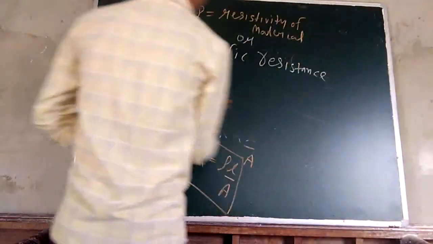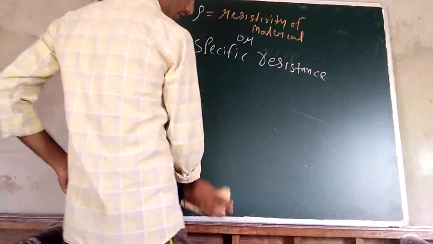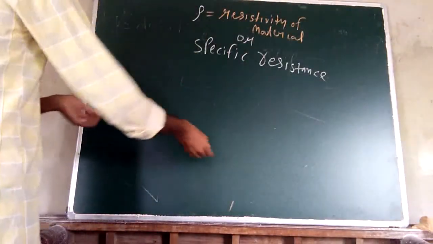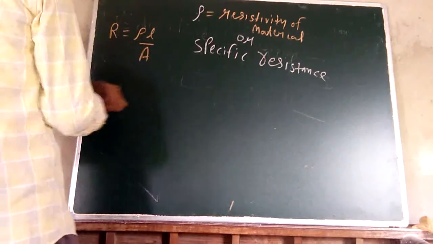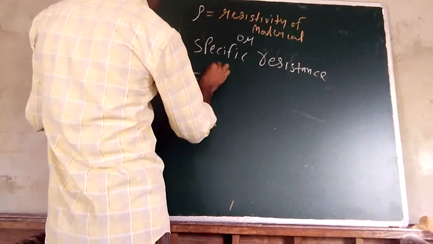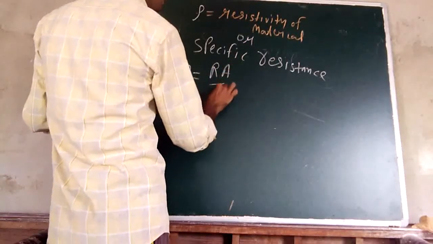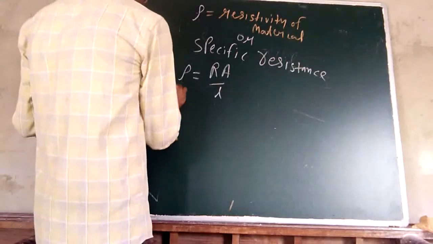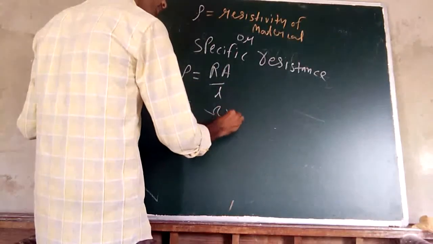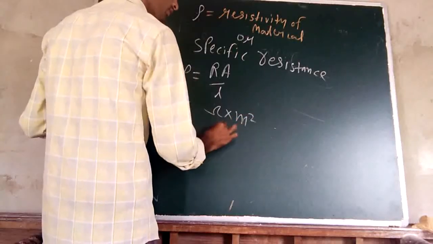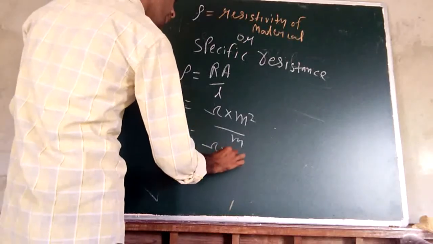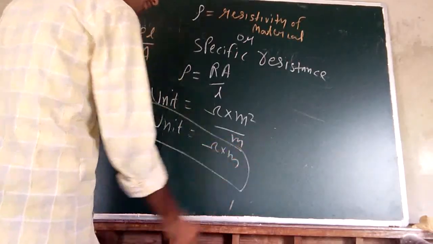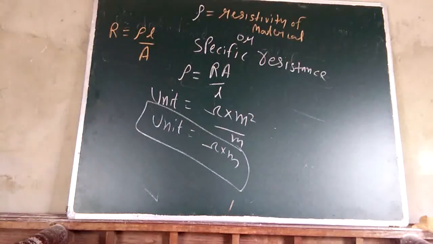So now we have to establish the unit of this rho. We have discussed R is equal to rho L divided by A, so rho is equal to R into A divided by L. What is the unit of resistance? Ohm. What is the unit of area? Meter square. What is the unit of length? Meter. So the final unit of resistivity is ohm into meter. This is again a very important concept.